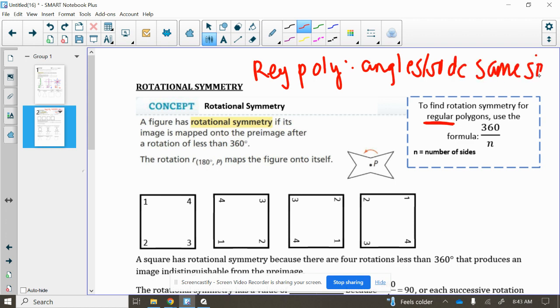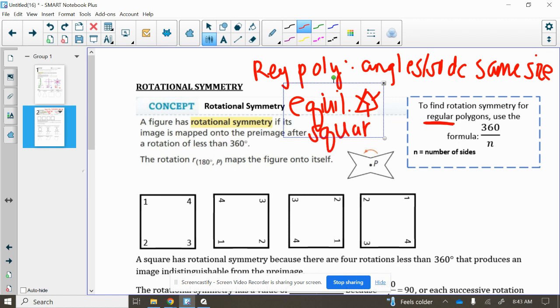So for instance, an equilateral triangle is considered a regular polygon because all 3 sides would be the same size, all 3 angles end up being the same size. A square is another example. All 4 sides are the same size, all 4 angles are 90 degrees. And the nice thing about those is we could just take 360 divided by the number of sides, and that would be your angle of rotational symmetry.